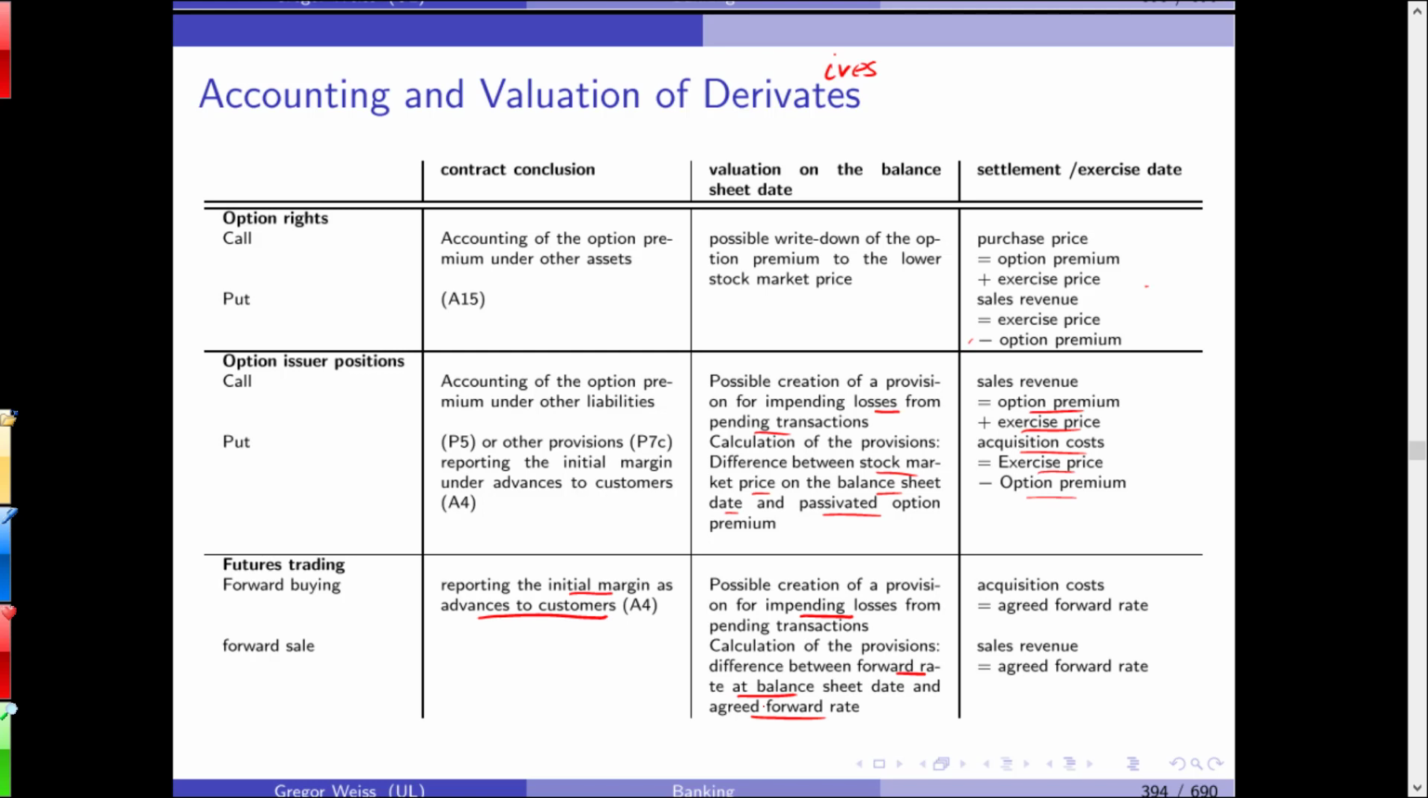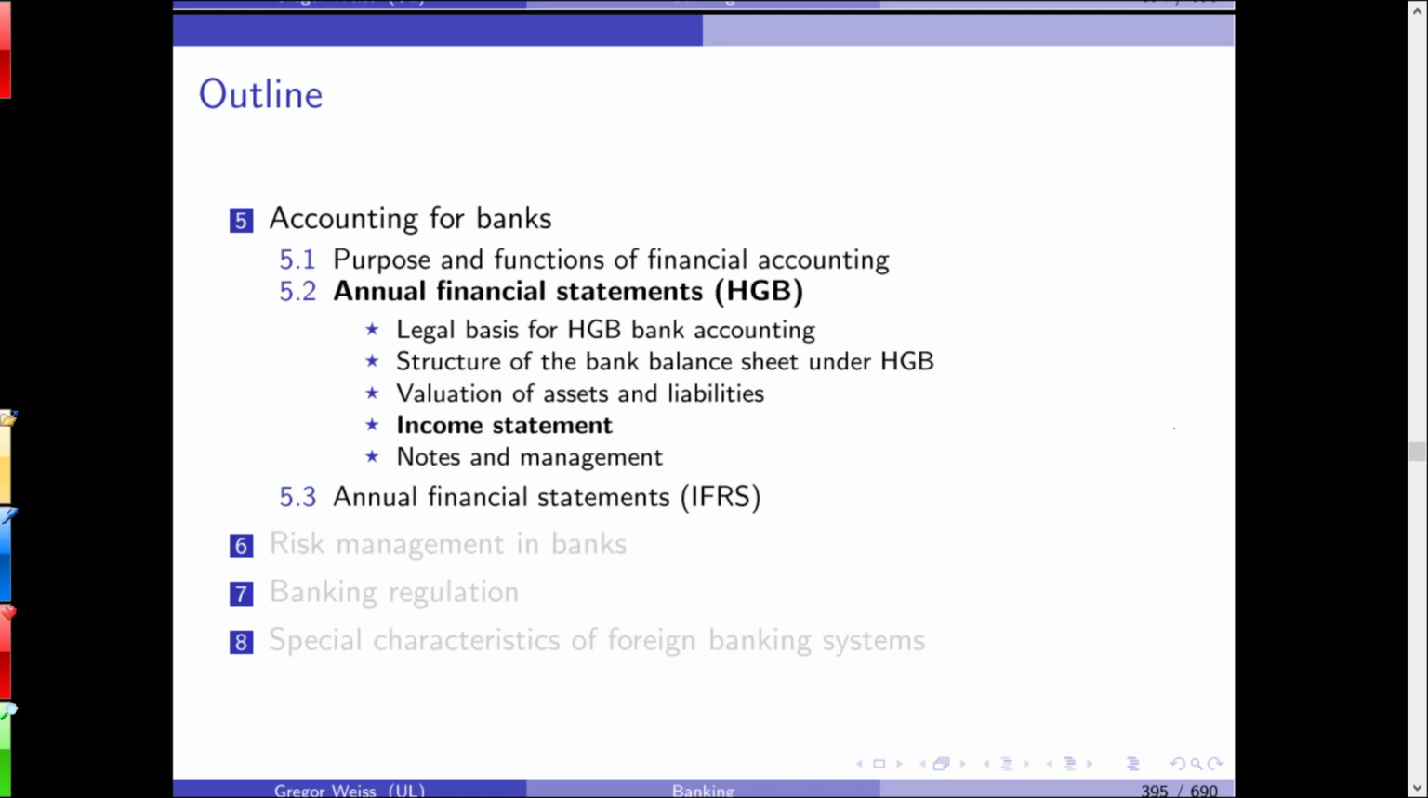And the acquisition cost is the agreed forward rate, and the revenue would also be the agreed forward rate. Because for a contract, if you buy or sell a future contract, just like an option, you need to know what your acquisition costs are, because this would be entered on the asset side of your balance sheet. So this is quite important for banks, obviously, because banks trade heavily in derivatives. And it then depends on whether you have a balance sheet under US GAAP, under German GAAP, the German Commercial Code, or under IFRS.